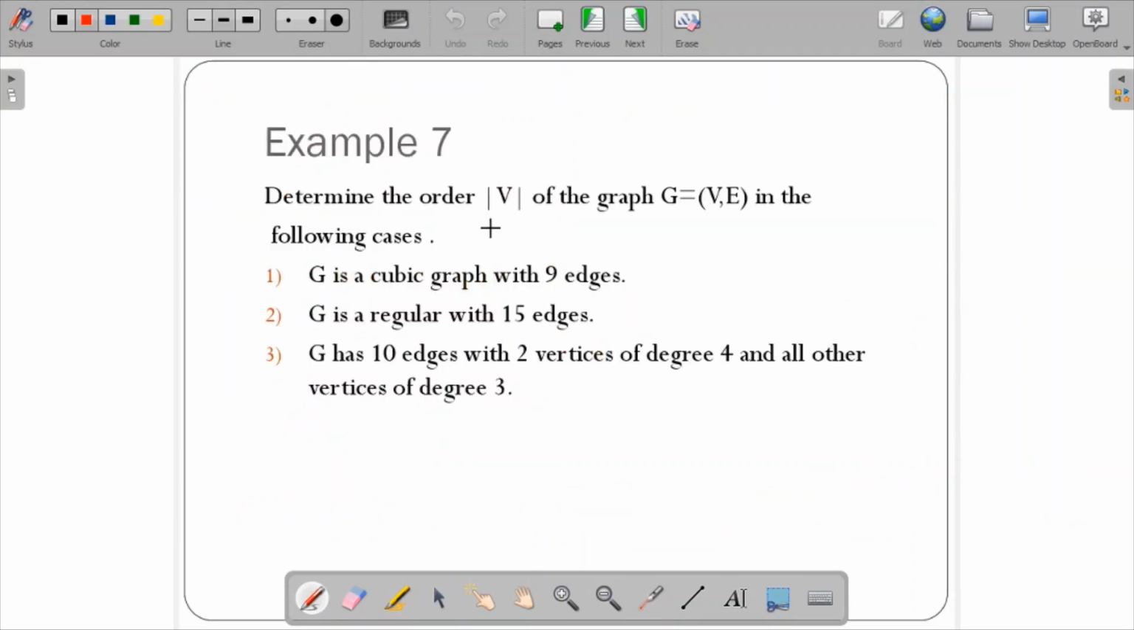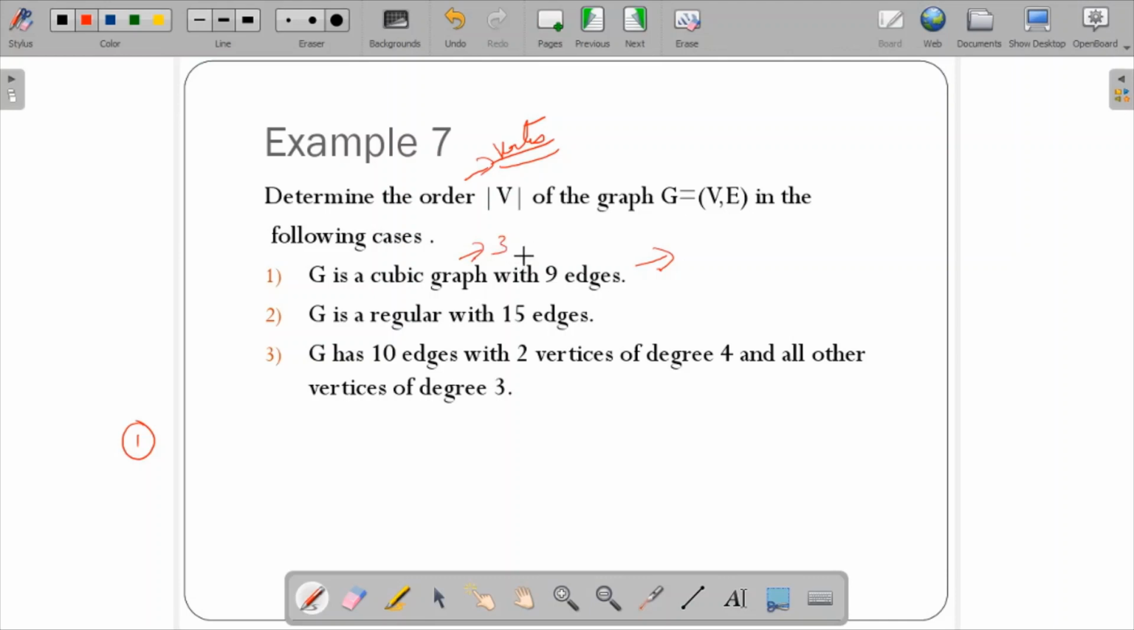Example 7: determine the order. Order means vertices. Determine the order, the number of vertices, of the graph in the following cases. The first one: G is a cubic graph with 9 edges. So let us solve the first one. Before I write the statement, let us just try to solve. A cubic graph means every vertex should have degree 3, as in the definition I gave with the hypercube.